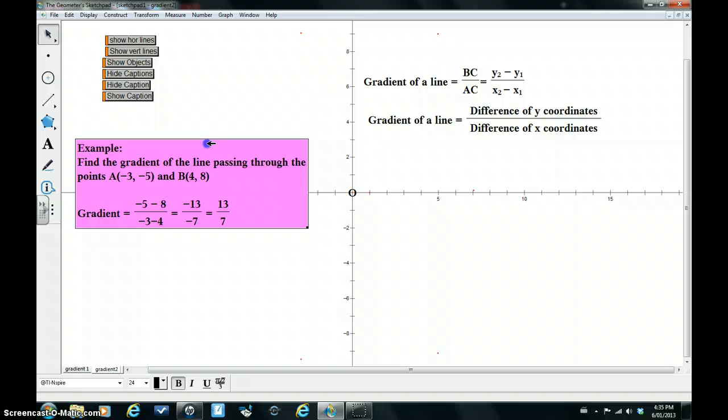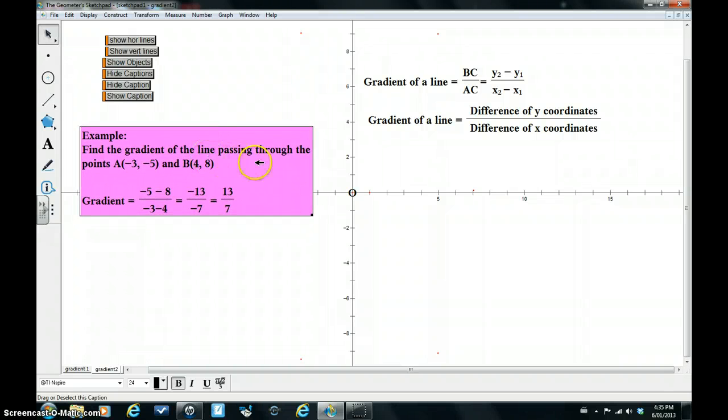So we have an example here. Find the gradient of the line passing through the points A, which is (-3, -5), and B, which is (4, 8). So I'm going to use this result. The gradient of the line will be the difference of the y's over the difference of the x coordinates, or y2 take away y1.